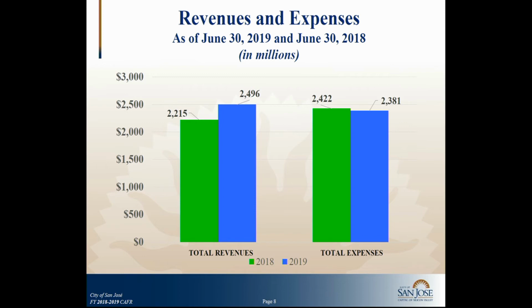In terms of expenses, in fiscal year 2018, the expenses totaled $2.422 billion, and in 2019, expenses totaled $2.381 billion. This represents a decrease of $41 million, which is good. A decrease in expenses means the city is doing well, and that represents about 2% as compared to the prior year.